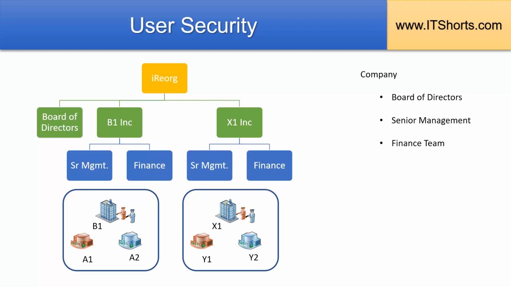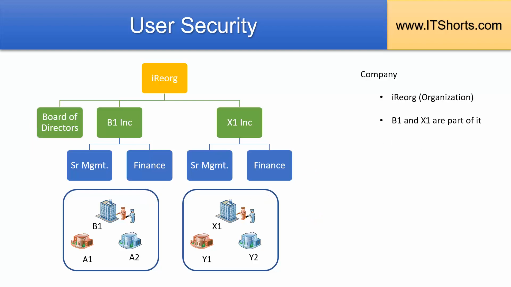Anyone who is designated as the board of directors needs to be able to enter any of these buildings and access any resources in these buildings. Also, the senior management in B1 Inc. may enter X1 Inc. and access all the resources, as well as vice versa. The senior management from X1 can enter B1 and access all the resources there. The finance people from each company can enter any of the buildings and access just the finance related documents, but not anything else.